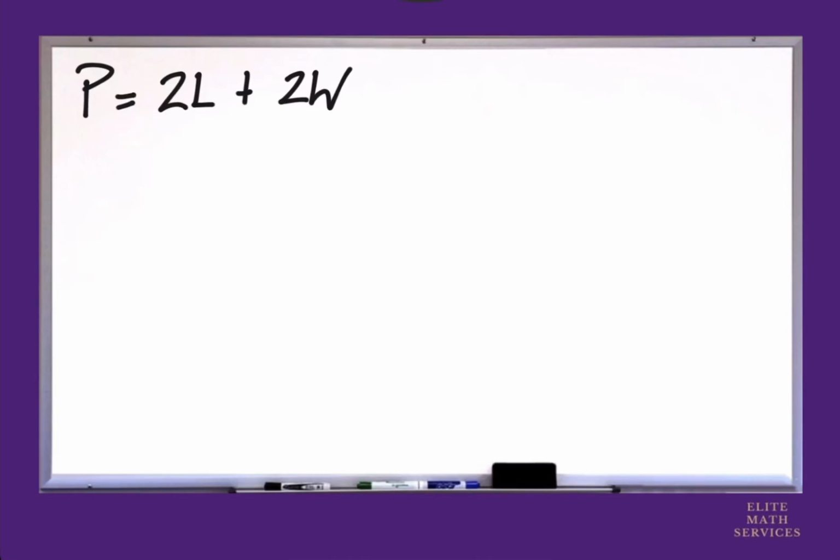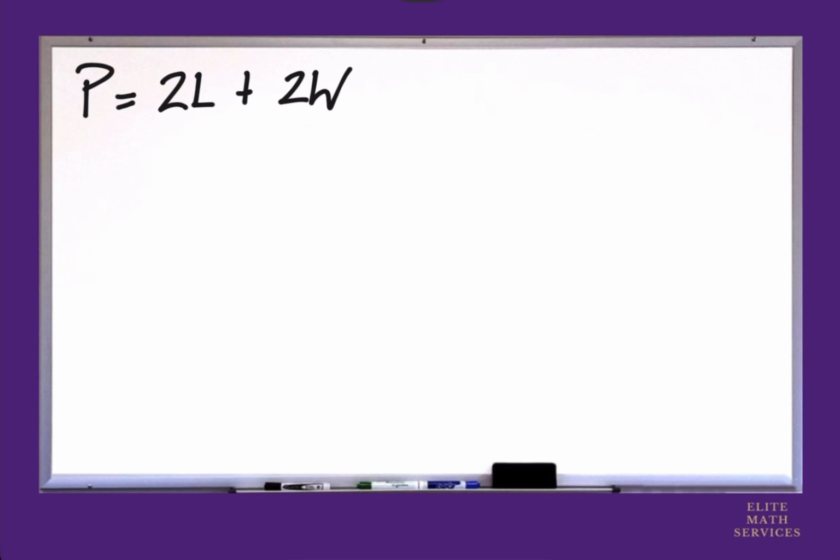In today's lesson, we're going to be learning how to find the missing side using the perimeter formula. So the perimeter formula is P, and P stands for perimeter. It's equal to 2L, and when you see a number and a letter together, that indicates that you are multiplying. 2L, the L stands for length, plus 2W, and the W stands for width.